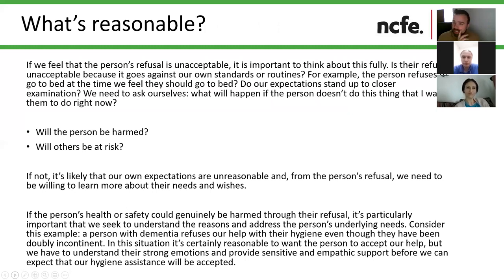So obviously what's reasonable is about doing the least restrictive approach, making sure that the person is not going to be harmed and other people are not at risk. Okay, and the reality is, if somebody is soiled or doubly incontinent, they are at risk of being harmed. You know, it does cause health concerns and problems.